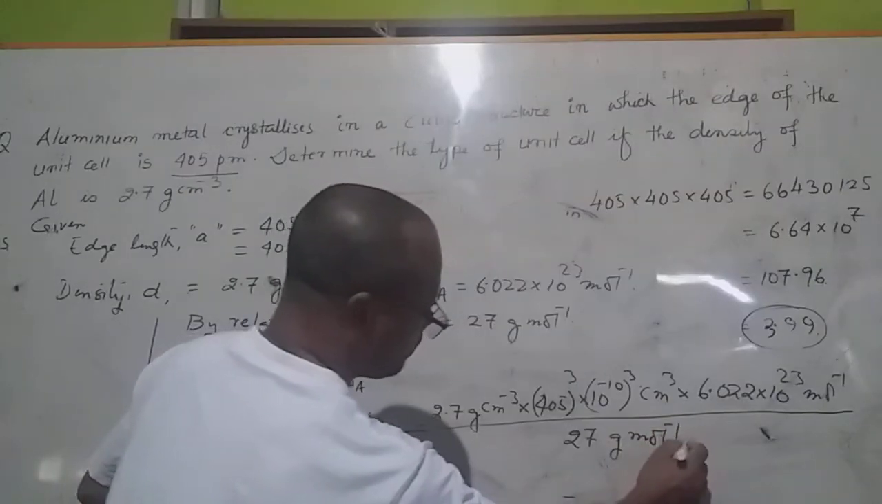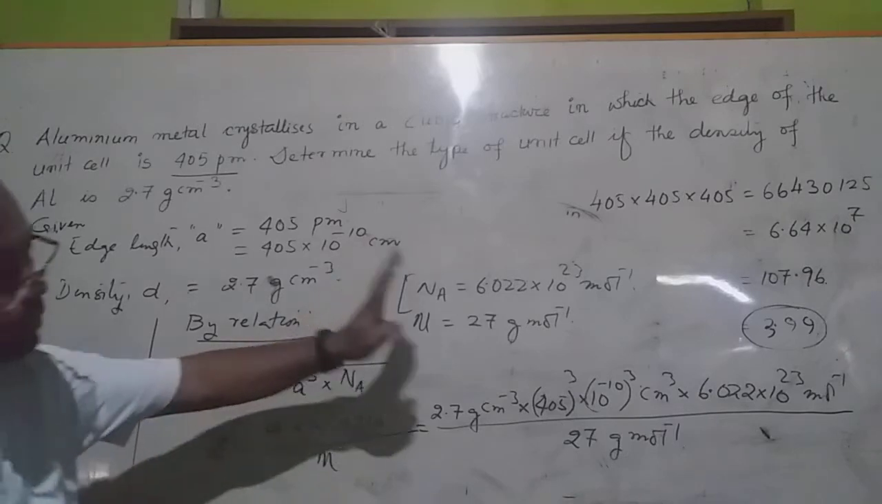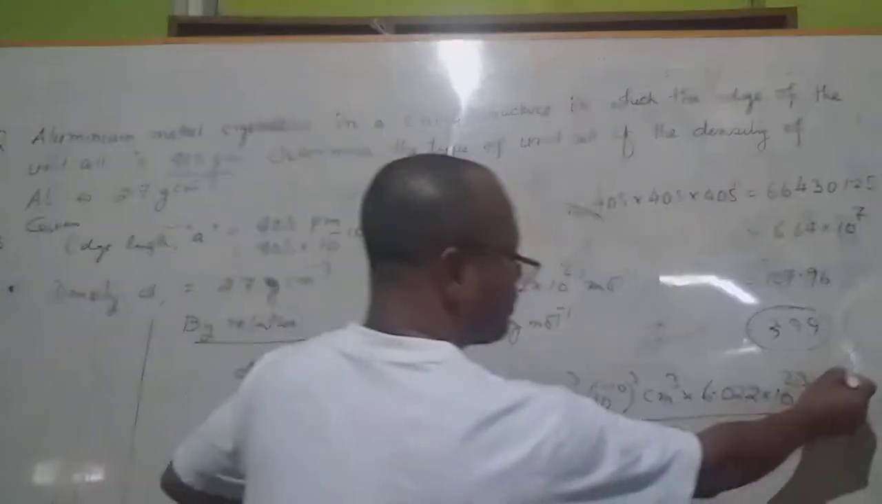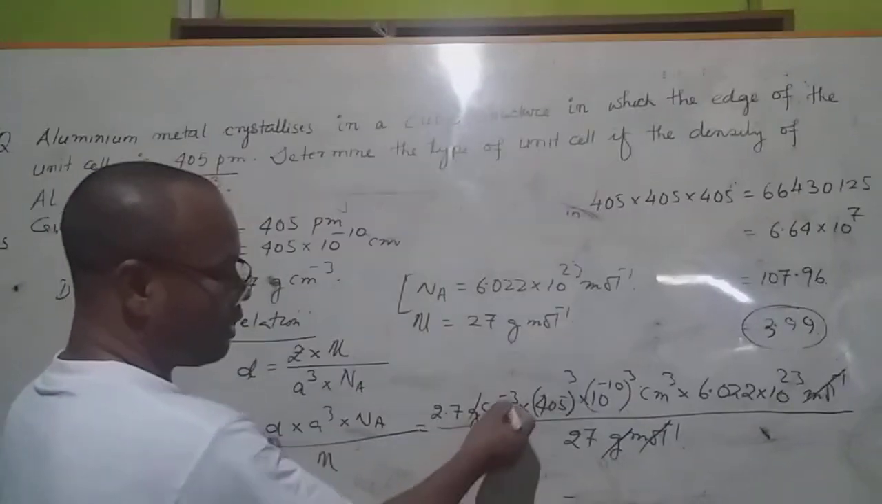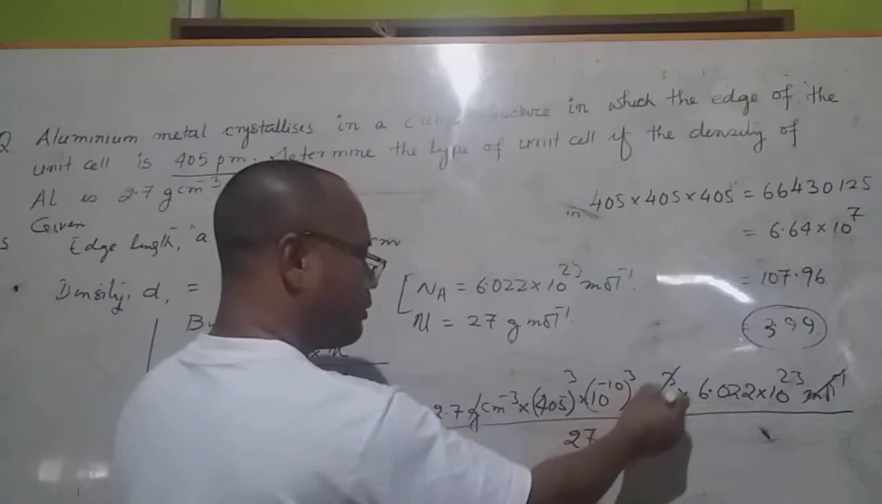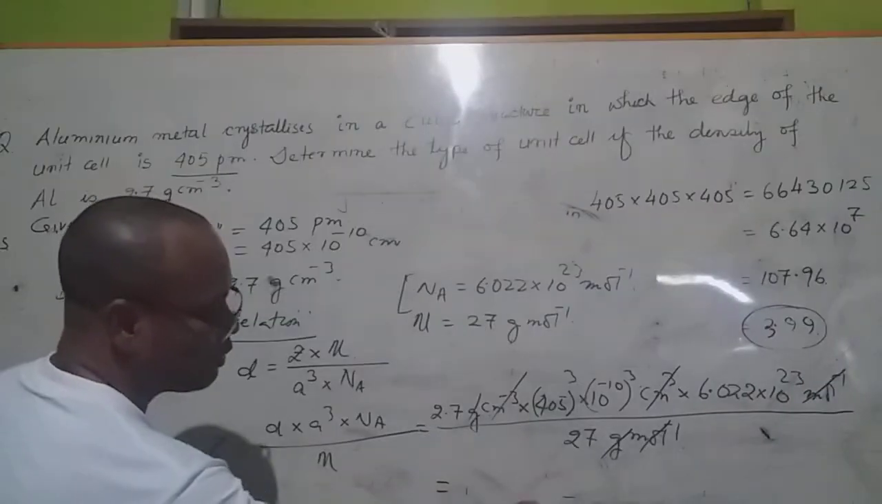When we do the calculation, the number of atoms per unit cell has no unit, so we check the units present here. We can cancel per mole, and this gram can be cancelled, and this centimeter per cube and this centimeter cube can also be cancelled. No more units remain. So the answer will have no unit.